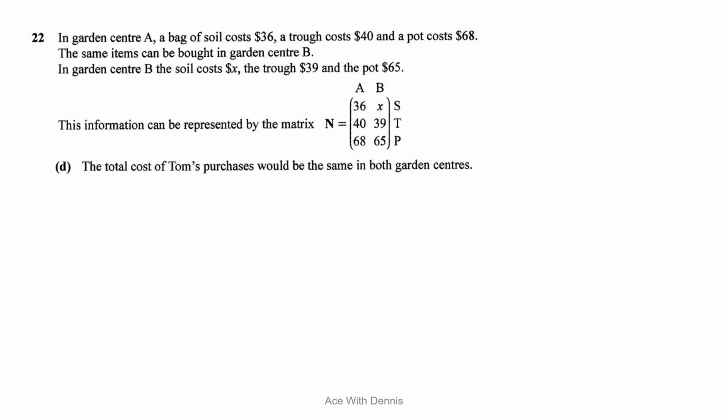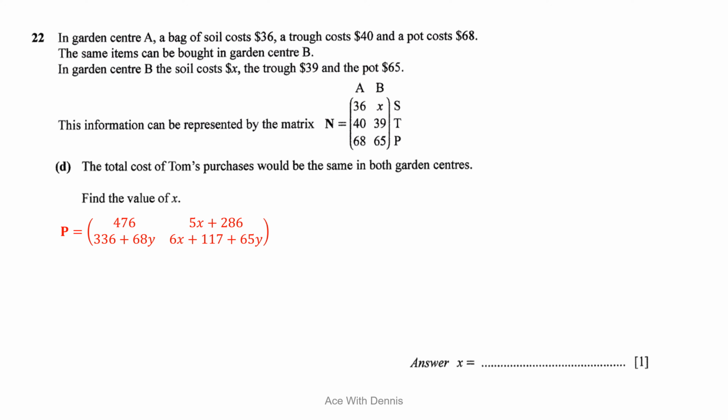D. The total cost of Tom's purchases would be the same in both garden centers. Find the value of x. 1 mark. So the matrix P is this. So that means this will be equal to this. So 476 equals 5x plus 286. x will be 476 minus 286 over 5, and the value for x is 38. Hence 38 is the answer.